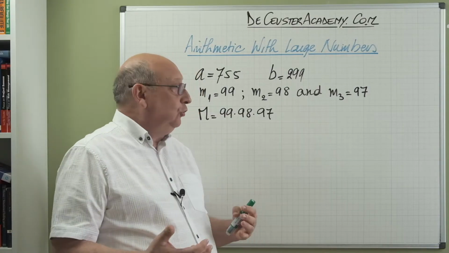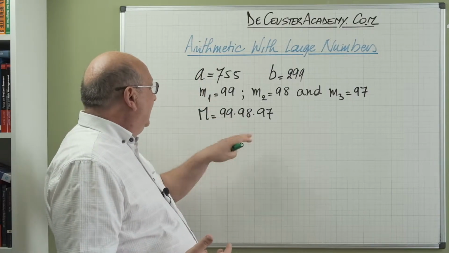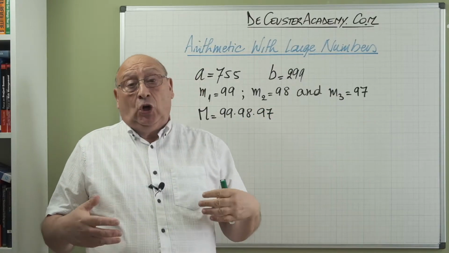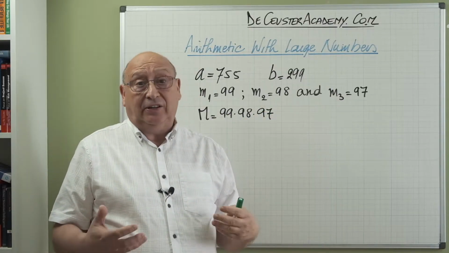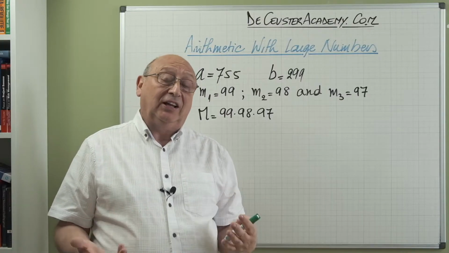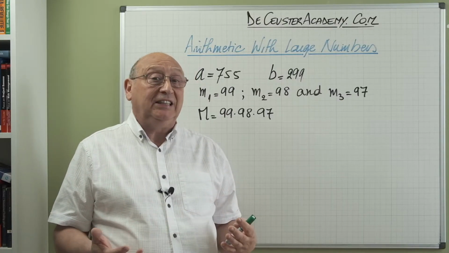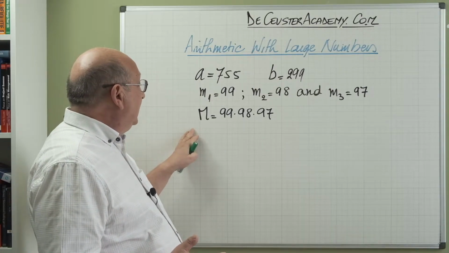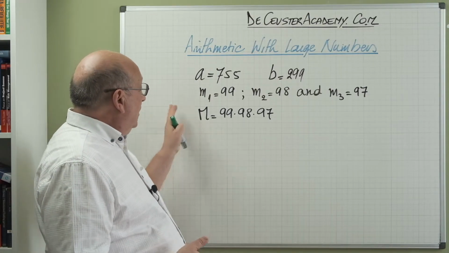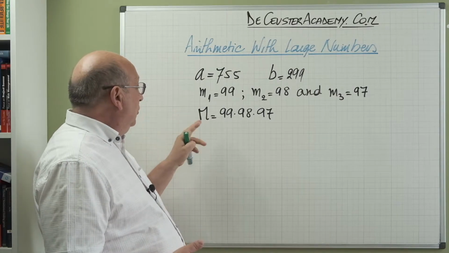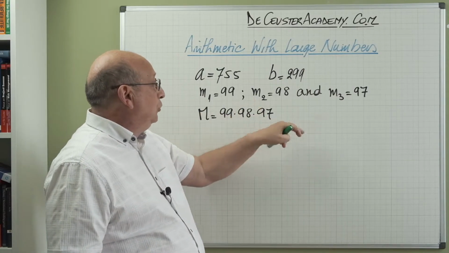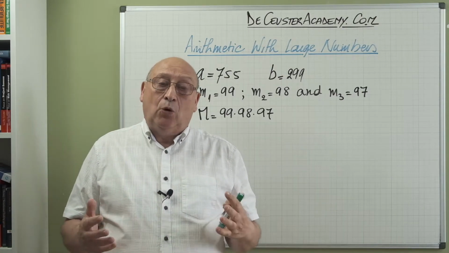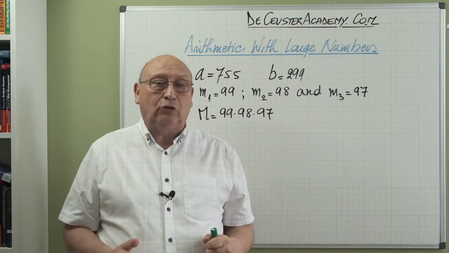And what we're going to do is to select the moduli to be 99, 98, and 97. Those three numbers are, in fact, relatively prime, so their GCD is equal to 1. And when we look at the Chinese Remainder Theorem, we know that M is M1 times M2 times M3, and this number will be used later in the calculations.